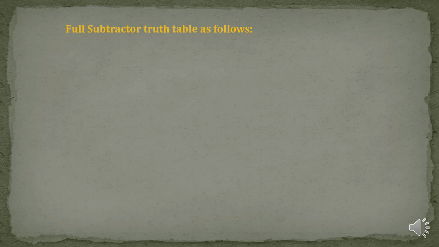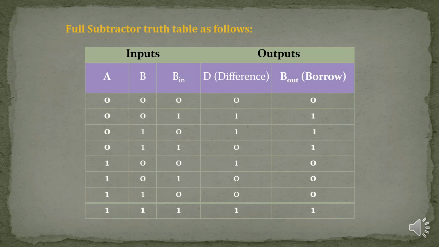The truth table for full subtractor is as follows. Here we are having the three inputs and two outputs. Inputs are A, B and B in. B in means borrow in, and we are having the two outputs, difference D and borrow output B out. We are getting no output when all the inputs are zeros. We will get the output when at least B in bit is 1. We are getting both the outputs as ones.